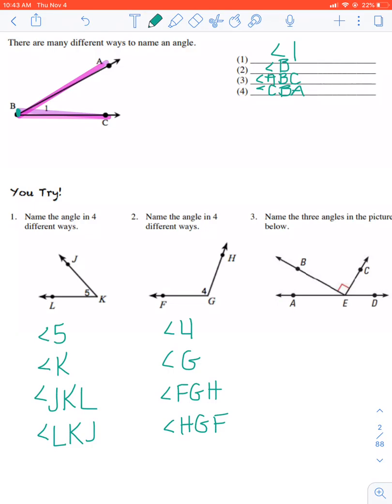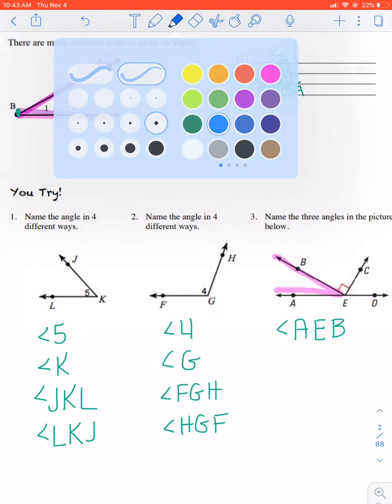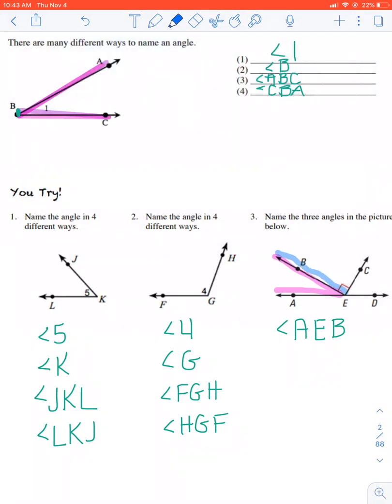All right, last one. It says name the 3 angles. Okay, so there are 3 angles here. So here's the first one I'm going to trace in pink. All right, so that would be labeled A, E, B, or you could call it B, E, A. Either one is fine.